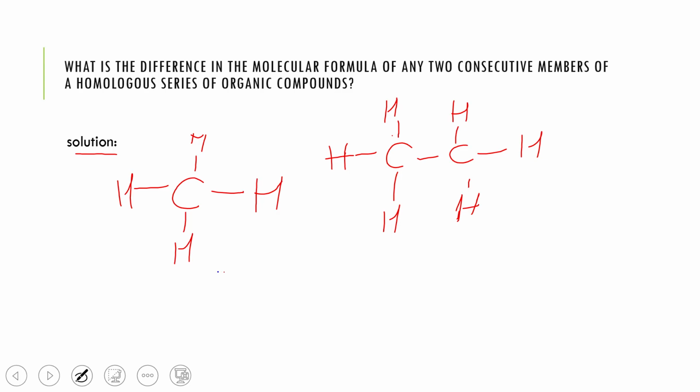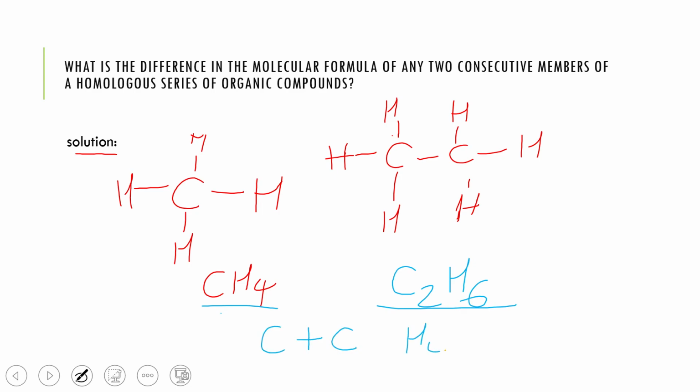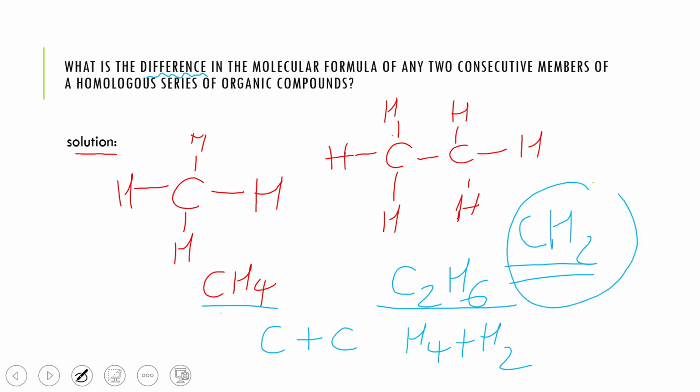So when we write the formula, it's CH4. Let me change the color. C2H6. CH4 and C2H6. So when we clearly see, there is C plus C and H4 plus H2. So the difference, we need the difference here. Difference would be CH2. That's the answer. Done.